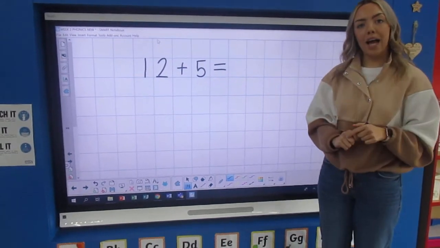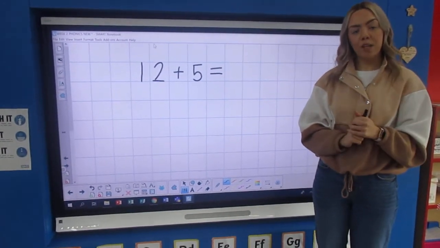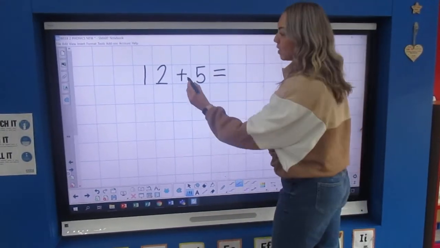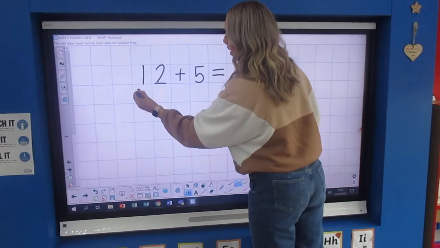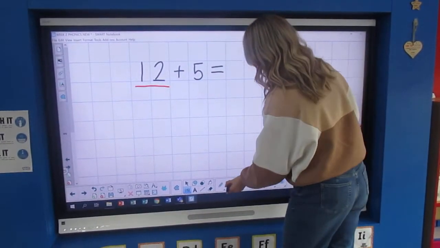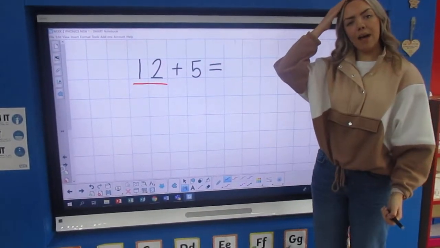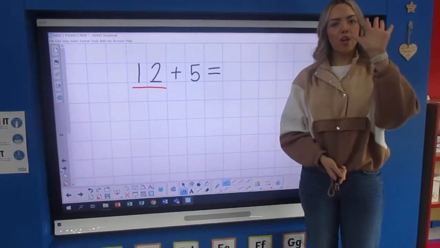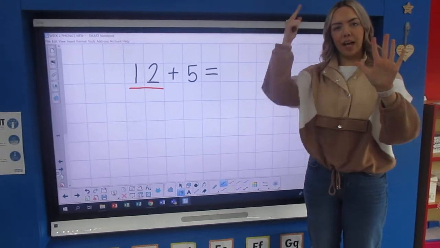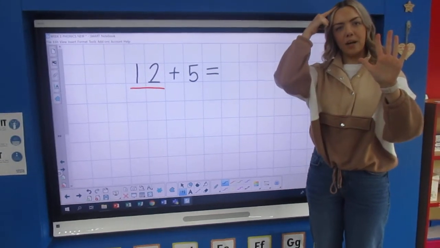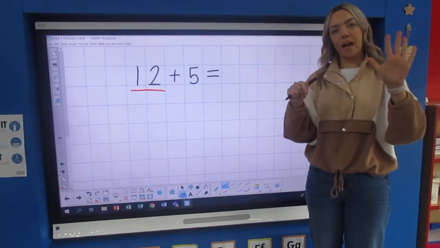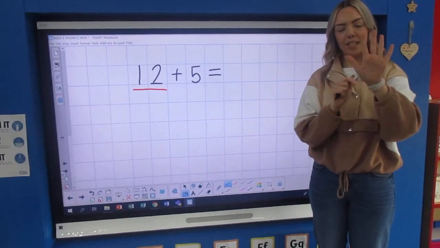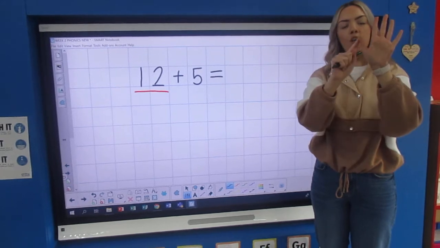So I know that when I use an addition sum, I need the biggest number in my head first. So the biggest number in my sum is the number 12. So I'm going to get 12 in my head, and how many do I need to add? 5. So I'm going to get 5 here, and I've got 12 in my head. And I'm going to count on, so I'm going to count up from 12, and I'm going to count up 5. Are we ready? Let's do it together.